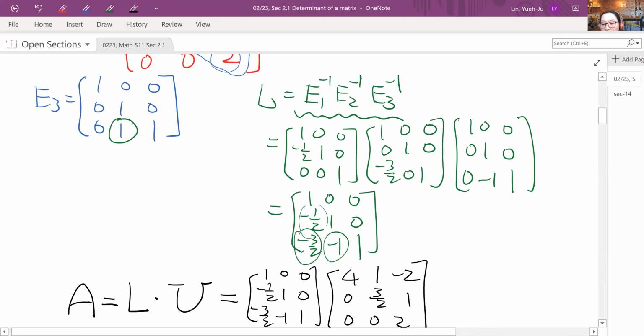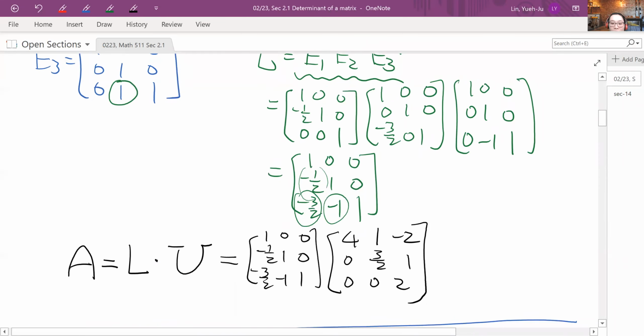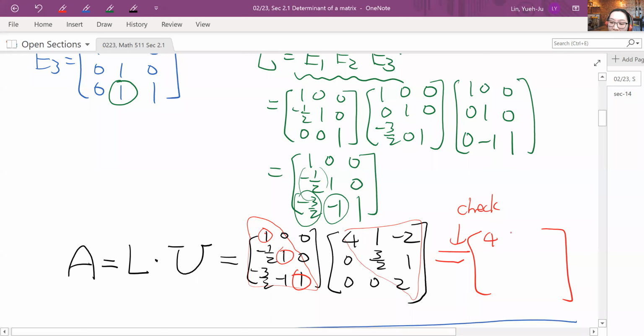First, we want to check whether L and U have the correct format, right? So L is lower triangular, plus it's unit lower triangular. So you can see that this is unit, meaning all the diagonal is 1, and this is lower triangular. And U is really upper triangular. And what you really need to check, this is essentially checking your answer, is whether it really gives you back A, right? So this is A, right? So you want to make sure that it really gives you A.